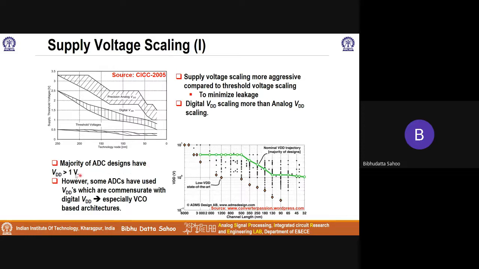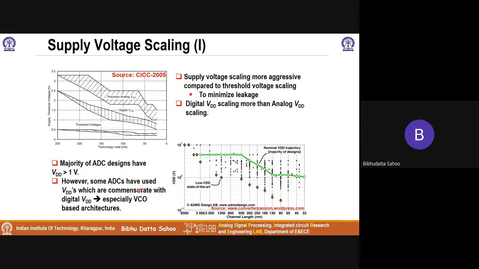The majority of ADC designs have VDD greater than 1 volt. These dots correspond to the designs, and this is the nominal VDD trajectory that has been followed. You can see that as the technology scales from 500 nanometer to 130 nanometer, the trajectory was followed pretty well. But from 130 down to 32 nanometer, it is not scaling. The supply voltage is not scaling down as much.